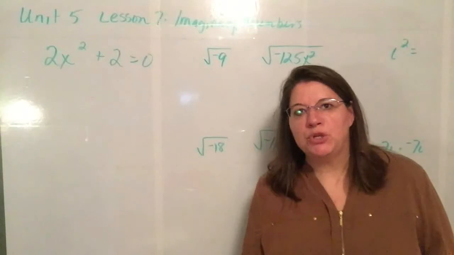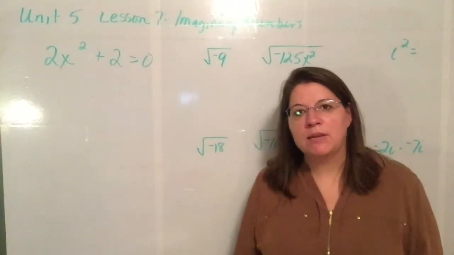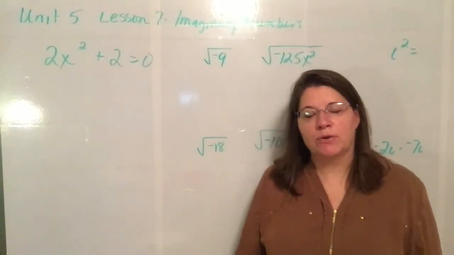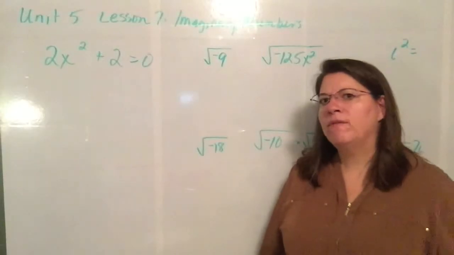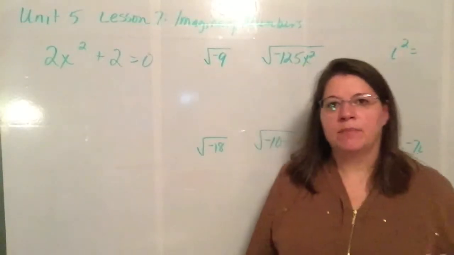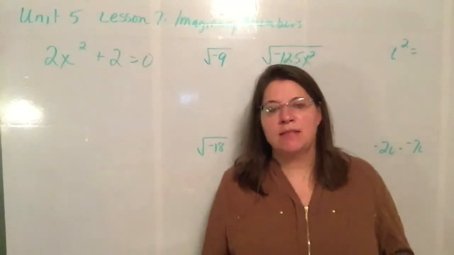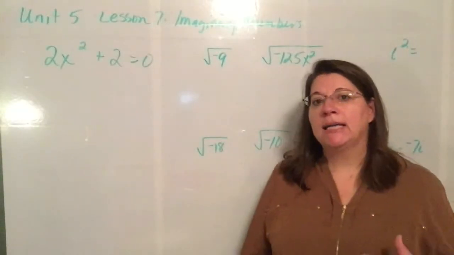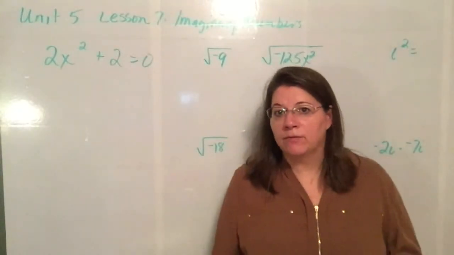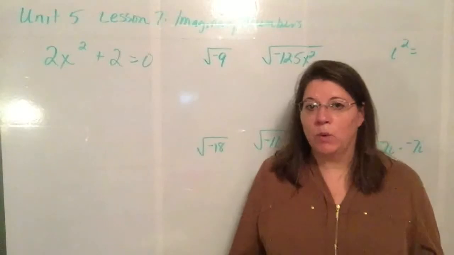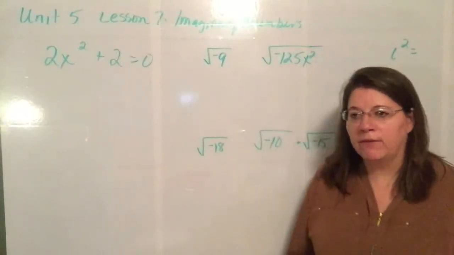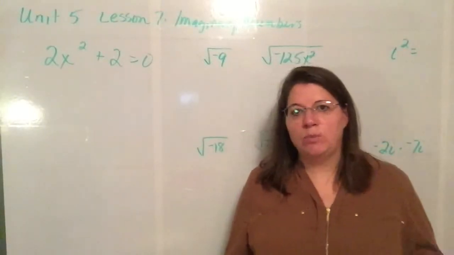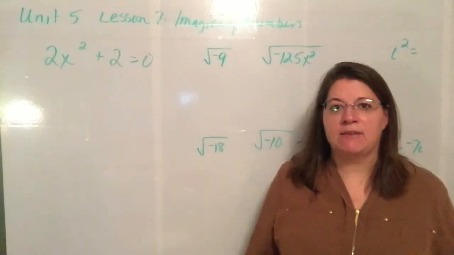This is Algebra 2, Unit 5, Lesson 7, and today we're going to learn about imaginary numbers. So far, all of the radicals that we have taken the square root of have been positive underneath the radical, unless they were an odd root, like the cube root of -1 or the cube root of -8. So the cube root of a negative is going to be a negative, that's okay.